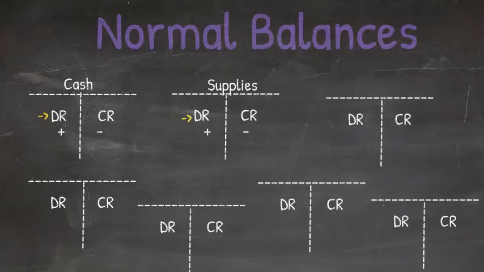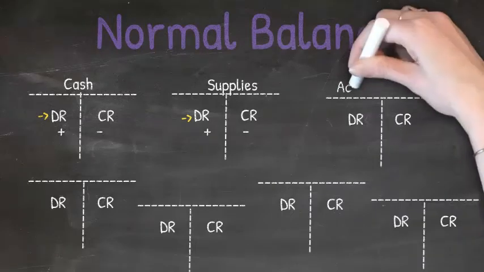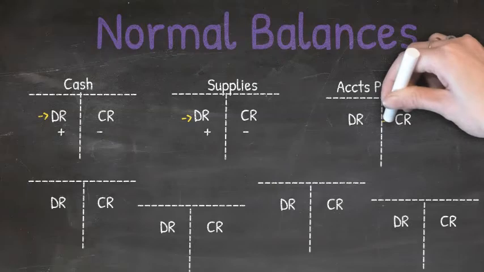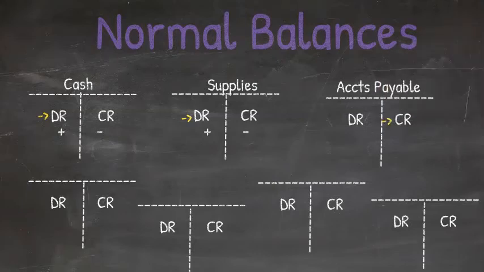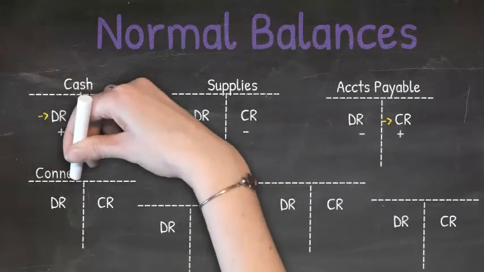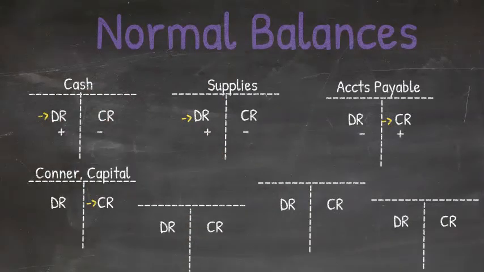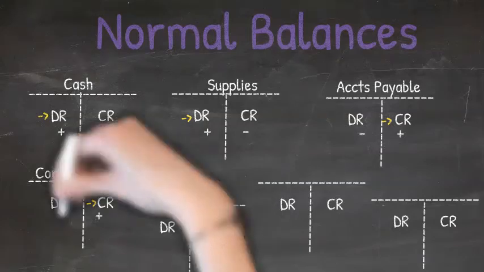Accounts payable is a liability. Liability accounts have a normal balance on the credit side. You increase a liability account on the credit side and decrease it on the debit side. The capital account increases equity, so its normal balance is a credit. We increase capital on the credit side and decrease it on the debit side.